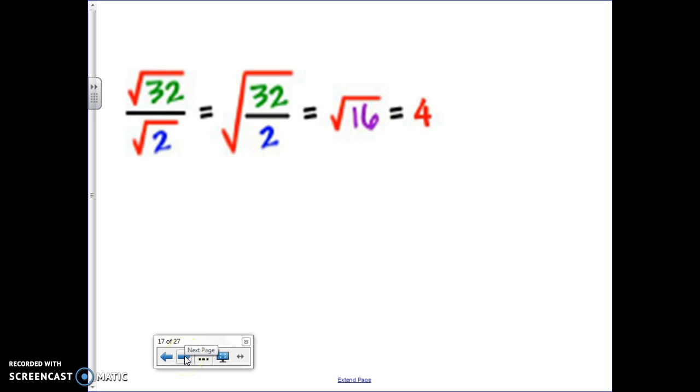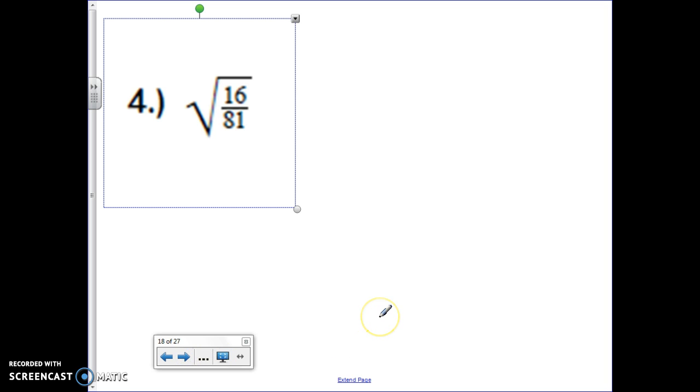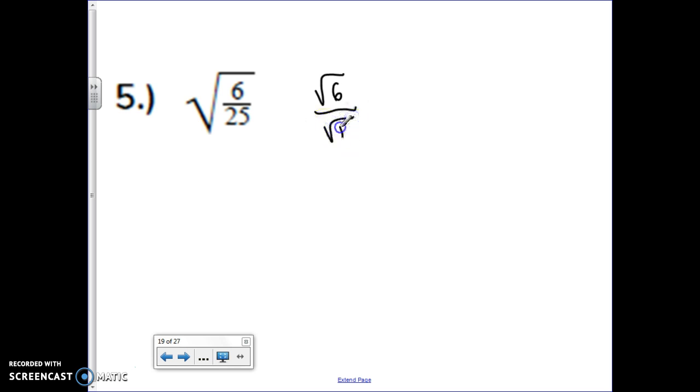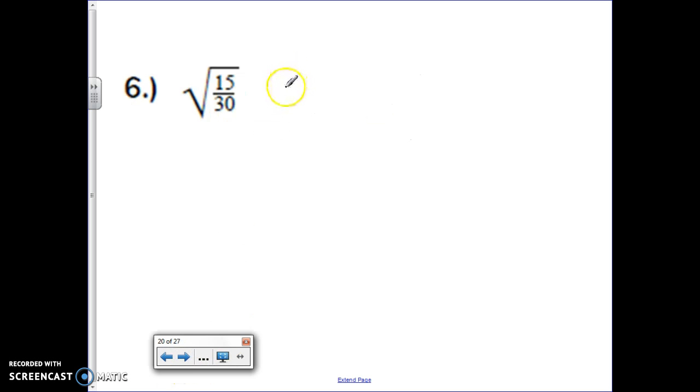So let's look at examples on the bottom of page 2. I got the square root of 16 over the square root of 81. Well, I know that's going to be 4 over 9. Not too bad. Doing the same thing here, I got the square root of 6 over the square root of 25. Now what I know is square root of 6 doesn't simplify, so I'm just left with square root of 6. Square root of 25 is 5. And I'm done.